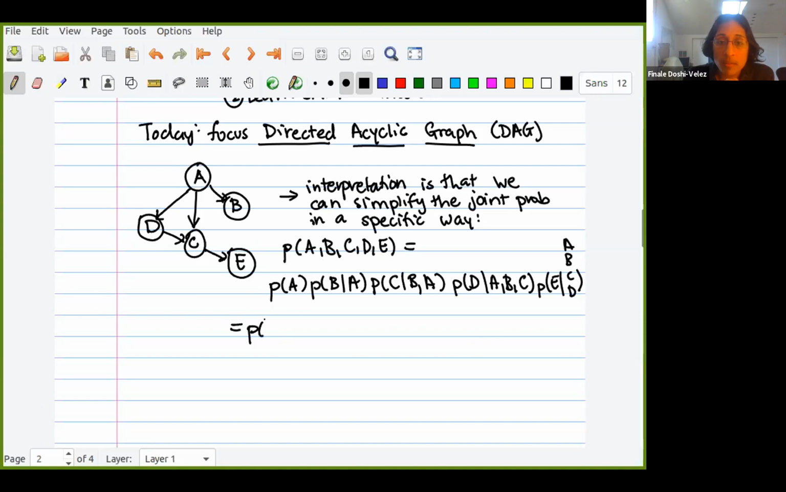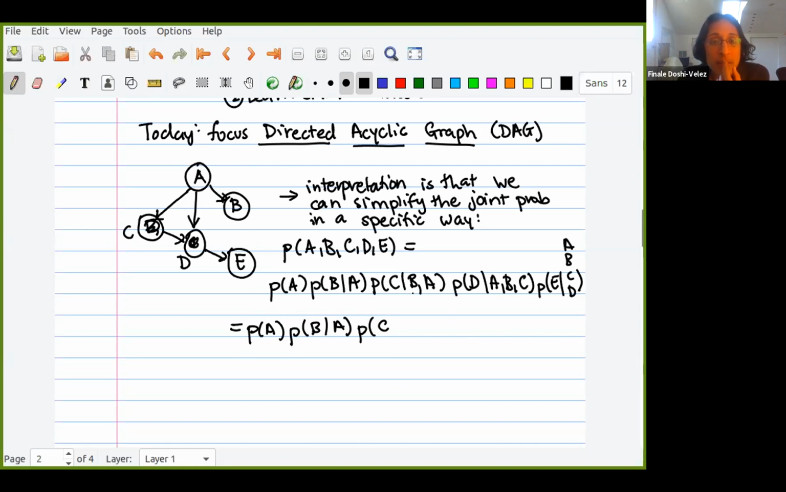So I can make this probability of A. A doesn't have any parents. Probability of B depends on A, yes, so I still need to have this guy over here. But when I get to probability of C, oh, oops, I went in the wrong order. I'm just going to change this graph a little bit. Okay, let's make this C, make this D.